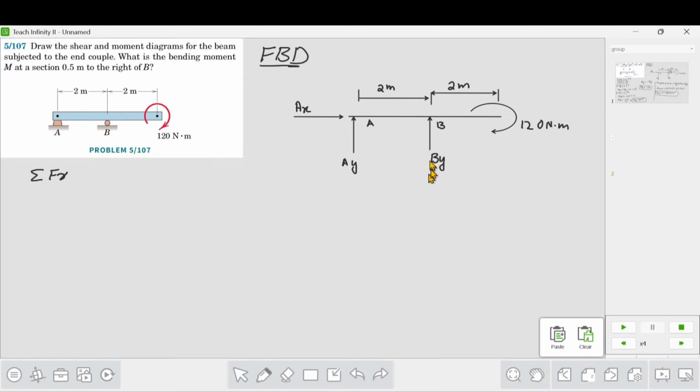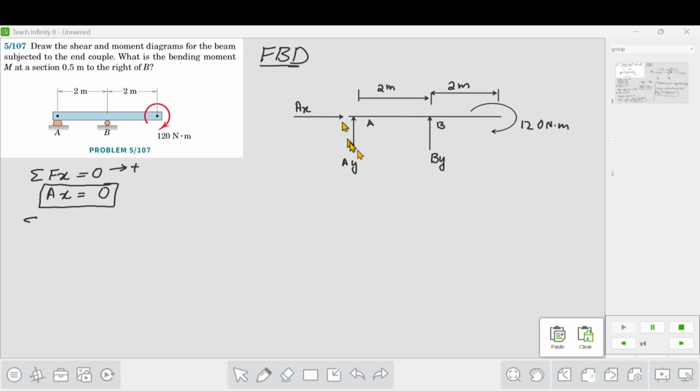So summation of all horizontal forces acting on this beam equals 0. There is no horizontal force. That's why the reaction force AX will be equal to 0. The force directed right will be taken as positive. So AX will be equal to 0.